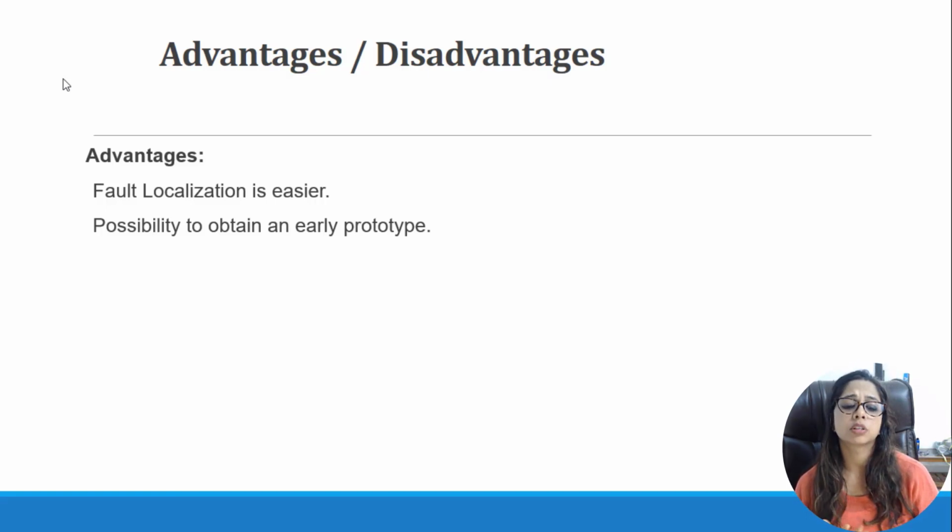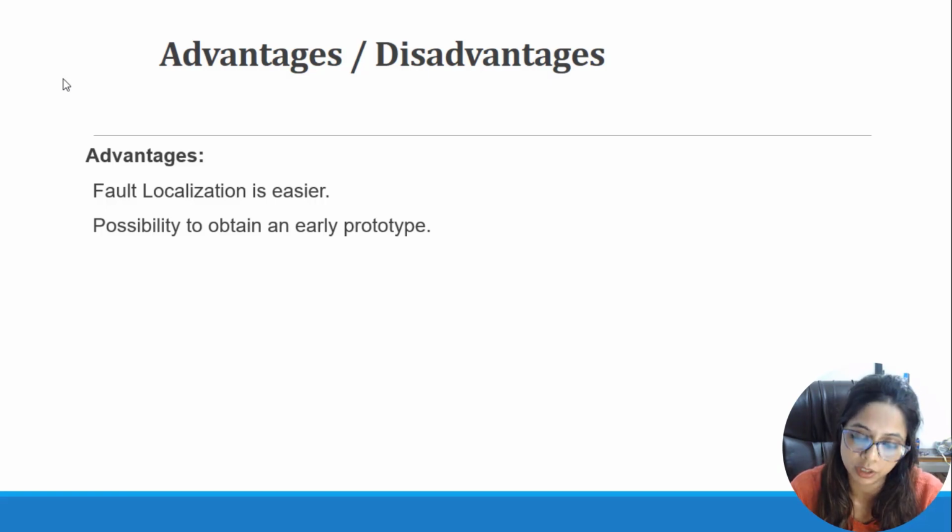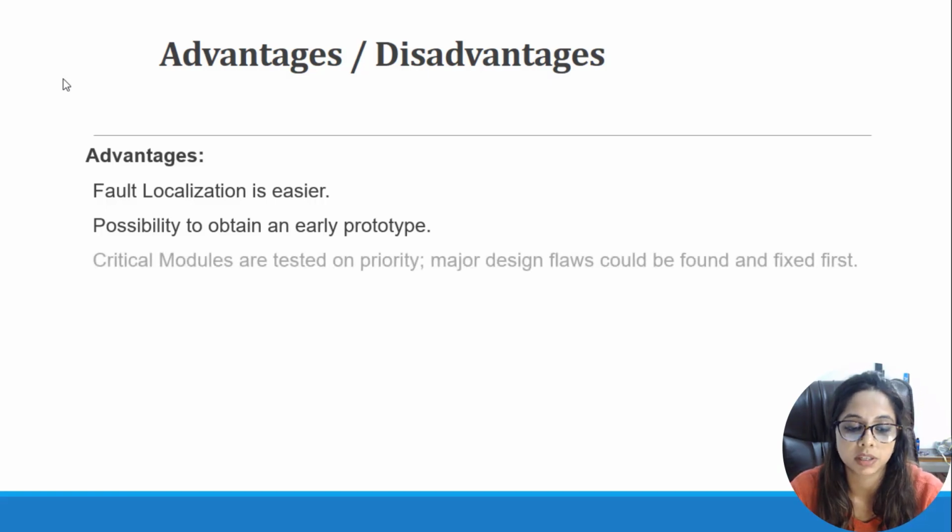We have a possibility to obtain an early prototype. Why? Because we already have the higher modules ready and we are already using something called stub. So we can get a prototype of how it will look. So even before we have the software ready, we can show the prototype and we can imagine and show how our software will look like. So an early prototype is ready in that case.